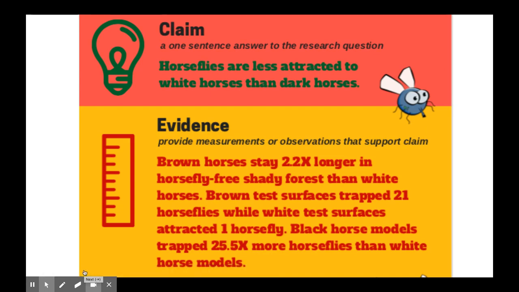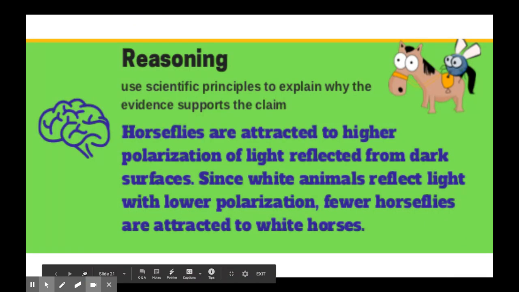And so what is the reasoning for this evidence and claim? The reasoning has to do with polarization. Horseflies are attracted to higher polarizations of light reflected from dark surfaces, since white animals reflect light with lower polarizations. Fewer horseflies are attracted to white horses.